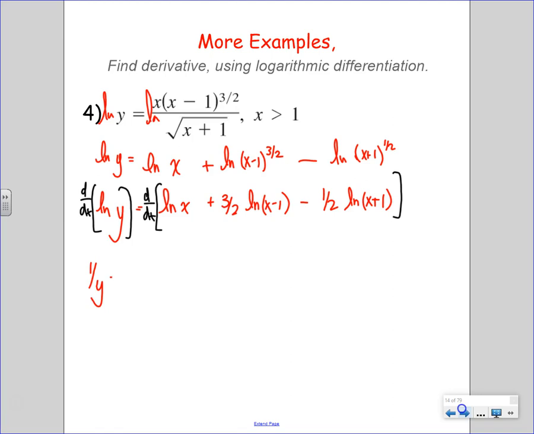1 over y. Don't forget it's a y. So times y prime. What's the derivative of ln of x? The 3 halves can just be a fraction, right? We'll keep them.